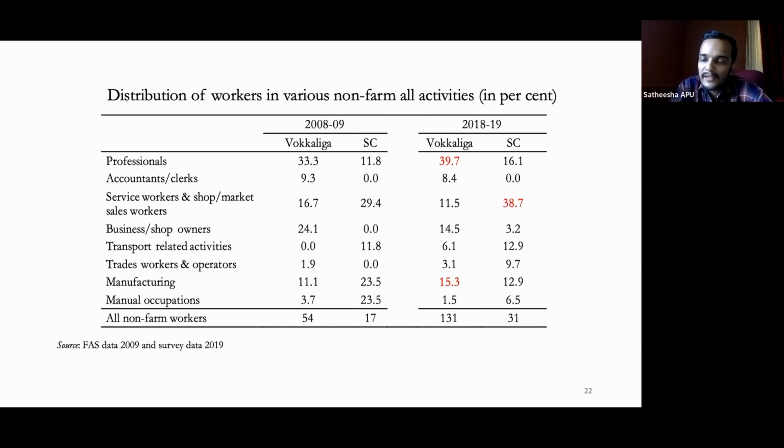And these differences are also reflected in their earnings. For Vokkaligas, a worker on average receives 20 to 25,000 rupees per month, whereas an SC worker receives on average 10 to 15,000 per month.